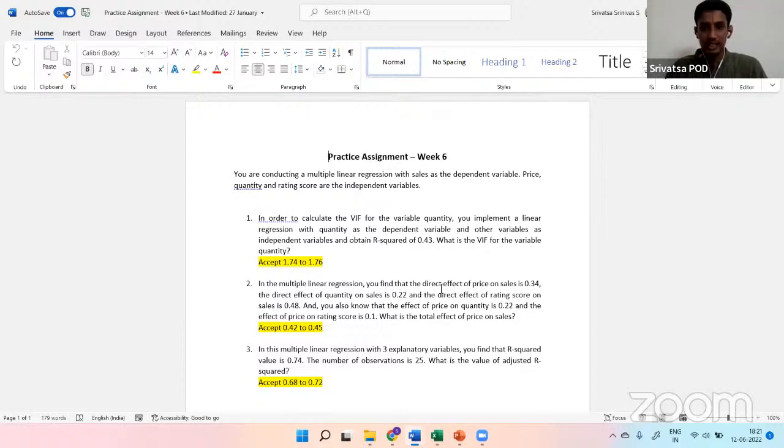So in order to find the variance inflation factor for a particular independent variable, what you do is you construct a regression with that variable of interest as the dependent variable. In this case, that variable is quantity, and the other variables as independent variables. Okay, so you construct a linear regression where quantity is going to be the dependent variable and the other variables are independent variables. And it turns out that you obtain an R squared of 0.43. Now, what is the variance inflation factor for this variable quantity is the question.